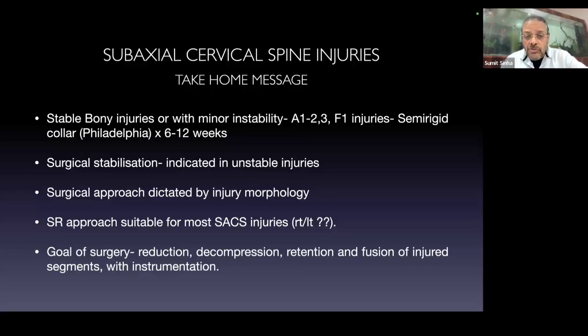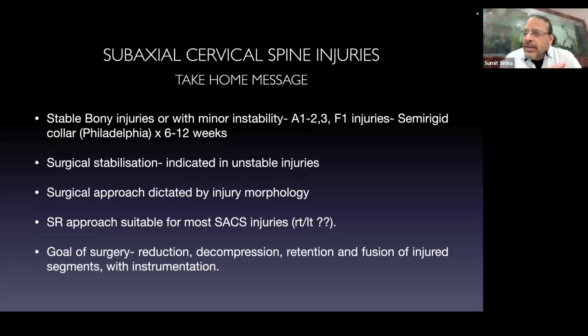And the approach is, of course, dictated by the injury morphology. In most of the cases, the anterior approach is our usual Smith-Robinson approach, which is suitable for most injuries. Now, whether to do it from the right or left is a question of debate.